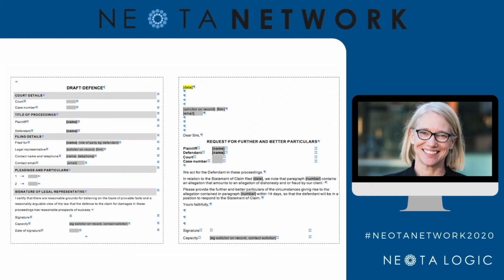And our app asks the question of the user, is there an allegation that the defendant did something dishonest or fraudulent? And if the answer is yes, did they particularize? Did the plaintiff particularize that allegation? And if not, the app automatically generates a letter to the other side requesting further and better particulars.